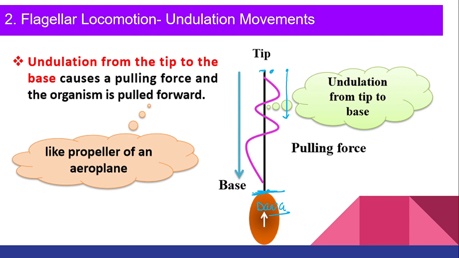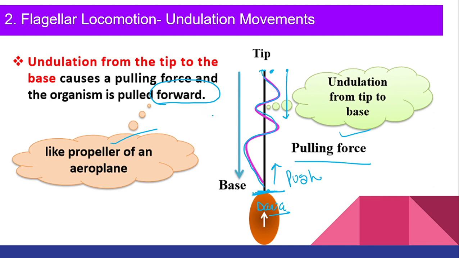So from tip to base, if you see the wave movement, that is due to pulling force. Base to tip, away means push. But tip to base, it is pull. So when you are pulling someone, that someone is coming near to you. So the forward movement will occur. For example, the propeller of an aeroplane. Whenever the propeller of an aeroplane rotates, what will happen?